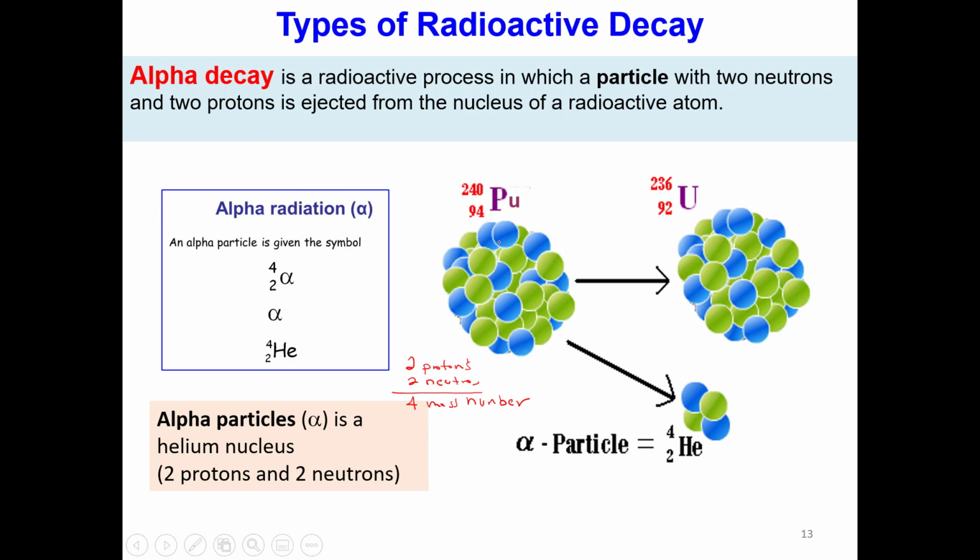What happens is when this unstable nucleus ejects this particle, because the number of protons changes, we will have a different element in the products. Now what we will do in the next slide is learn how we can write the nuclear equation for alpha decay.